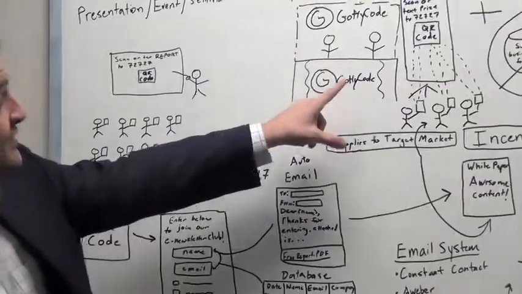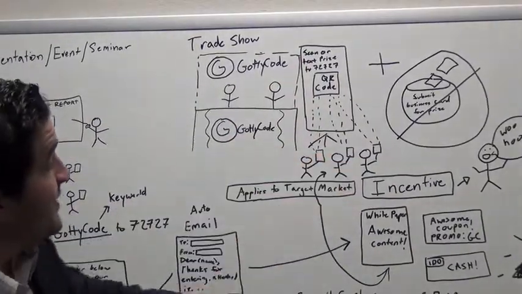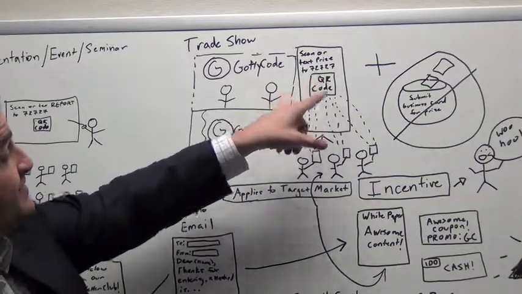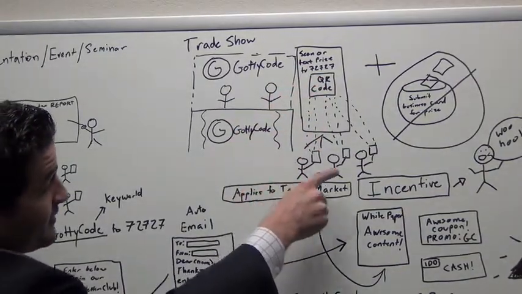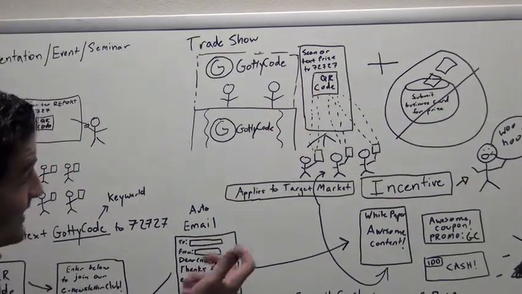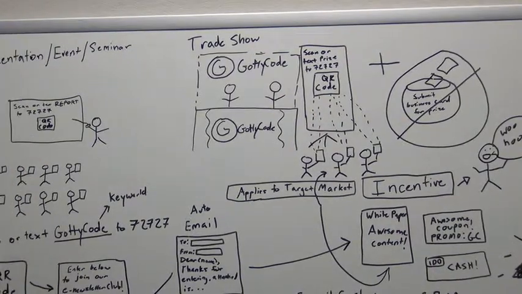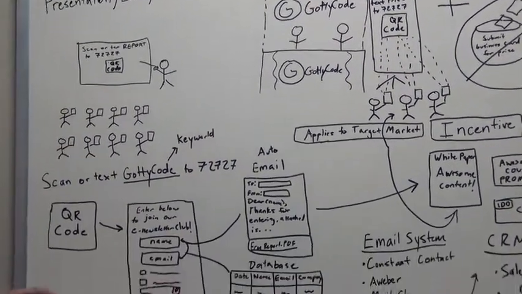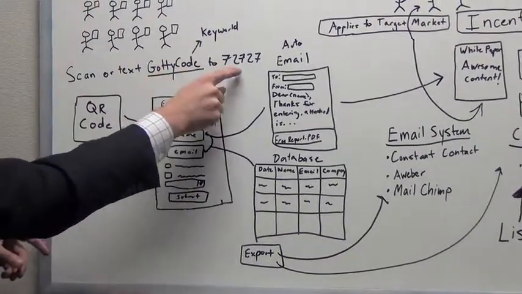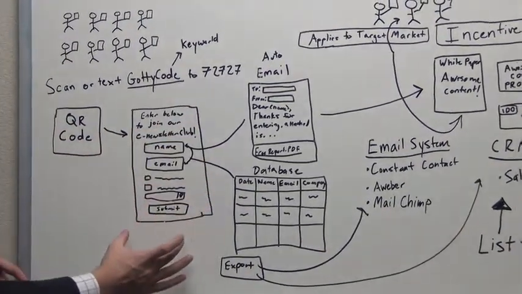Now, if you're at a trade show environment, and let's say you've got a booth and you've got a banner, you could, for instance, have scan or text prize to 72727, and the people here could immediately scan or text that and have access to your mobile website. So if we're kind of coming down here, this is how it would potentially work. So they would either text your keyword or your short code, or scan your QR code, and they would get to your mobile landing page.